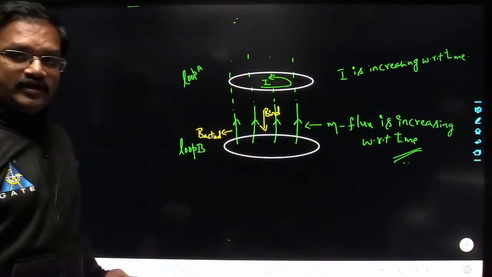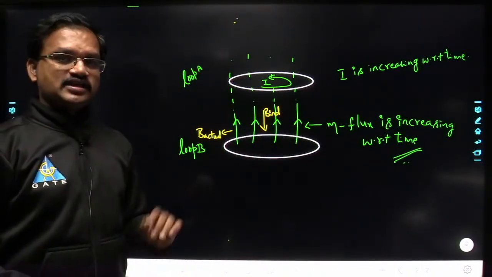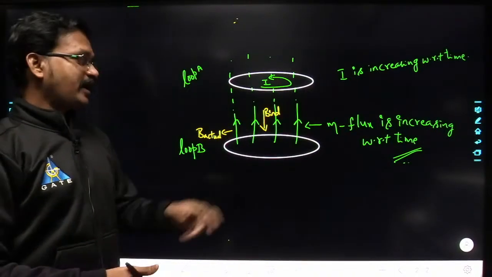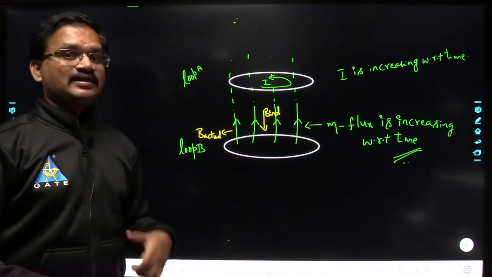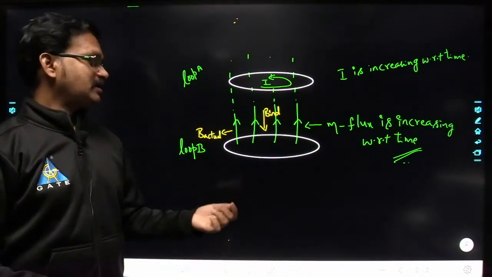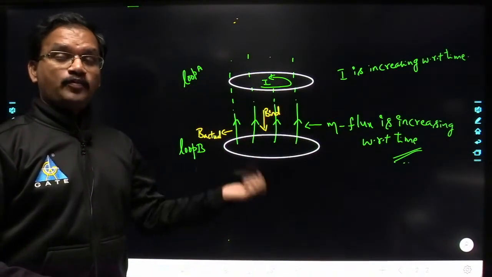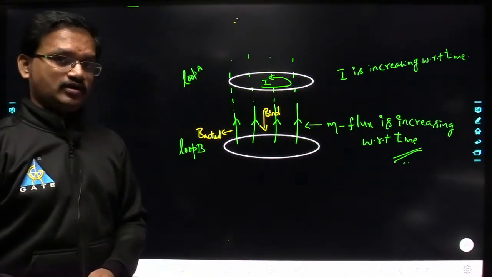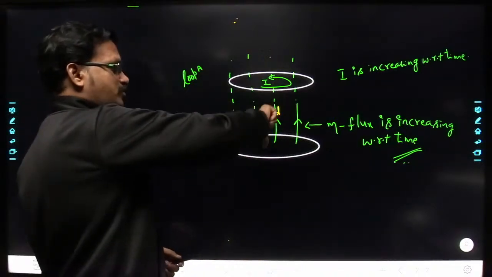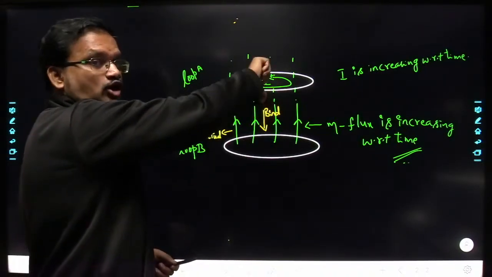Why here? Whenever the flux is increasing, the direction of induced magnetic field must be exactly opposite to the direction of the actual magnetic field. So in this case the induced magnetic field must point in downward direction.